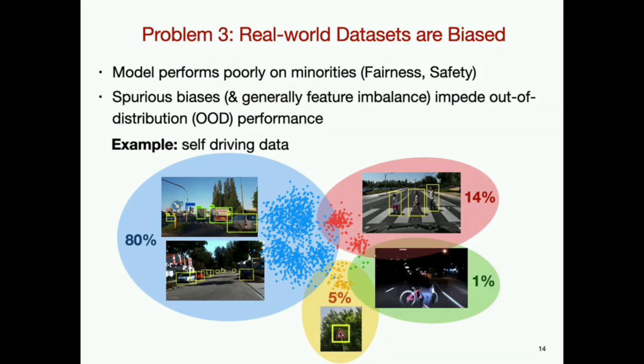Only a minority are this very important class of accidents and crashes. This is a real example of an Uber accident that killed somebody. If we just train on this huge data as it is, we are going to miss this very small group in the data, and we cannot ensure safety. This feature imbalance and class imbalance also cause other issues, like fairness and safety. And a lot of times, we cannot have good out-of-distribution performance when we have a slight distribution shift between training and deployment data.